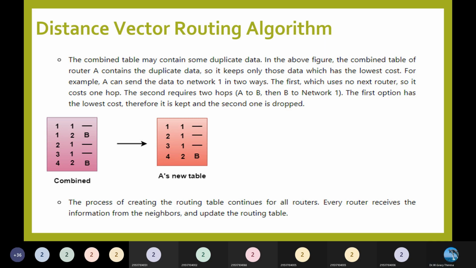So that is something about distance vector routing. That is A's new table. The combined table may contain some duplicate data. So what it has to do in this one: the combined table of router A contains duplicates.